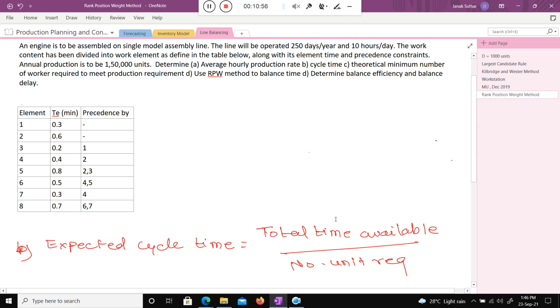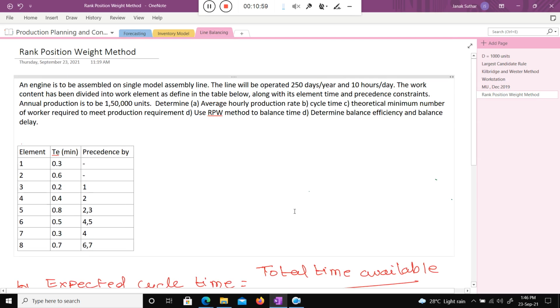Now the main point that we want to learn in today's class is the rank position weight method, which means putting the rank on the basis of the weight. First you need to calculate the weight of each work element. The process is, first you need to make the precedence diagram, which we already did in the Kilbridge-Wester method also. So I will start the precedence diagram.